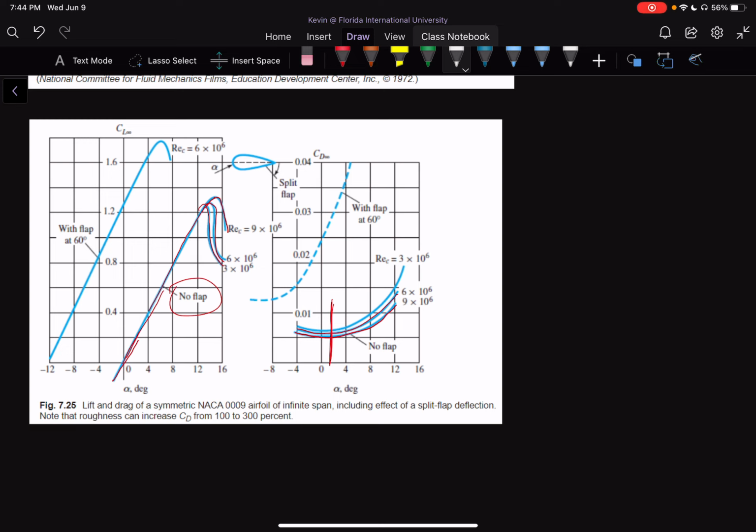wind tunnel, essentially. So this concludes Module 7, and next week in class, we're going to be going over Module 8, which will focus on Chapter 9 and will introduce compressible flow a little bit. So we'll see you next week in class.